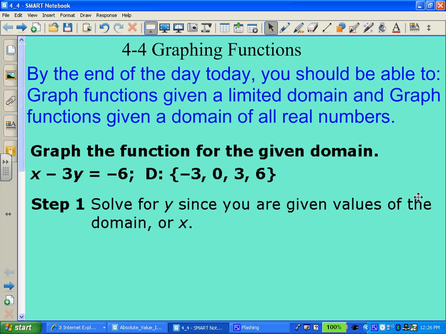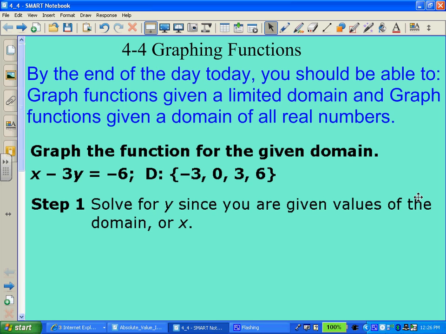Today we're going to be talking about graphing functions. And we're going to really do three things. We're going to talk about how do we graph functions when we have a limited domain, how do we graph them when we have a domain of all real numbers, and then how do we deal with story problems.